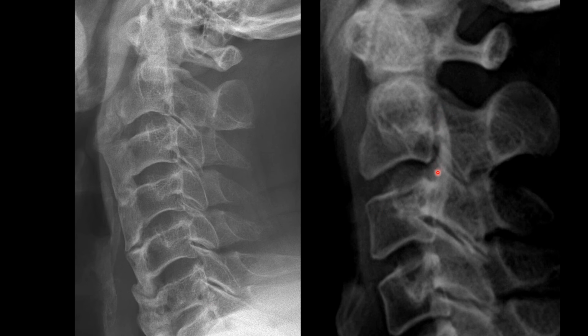This is a separate case, but you can notice this homogeneous density posterior to C2, C3, and this is ossification of the posterior longitudinal ligament. Always something to look for, and it's commonly seen around the C2-3 or C5-6 regions. But again, I don't see that in this case.